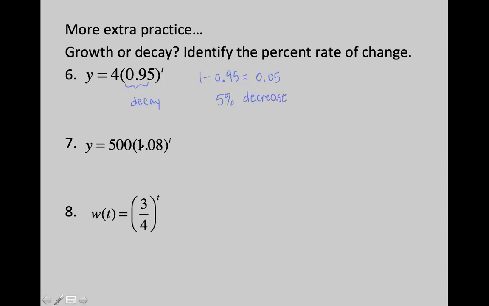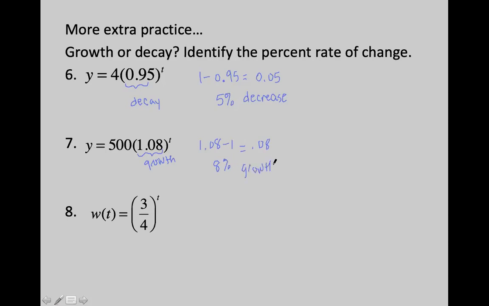This time I look in the parentheses. 1.08 is greater than 1, so this represents growth. The question is, how much bigger than 1 is it? Well, let's see. 1.08 minus 1. I'm doing the bigger minus the smaller. This time I get 0.08, which would be 8% growth.